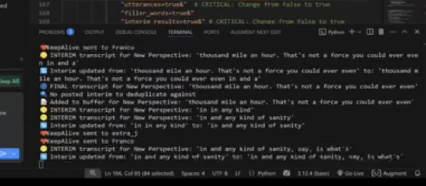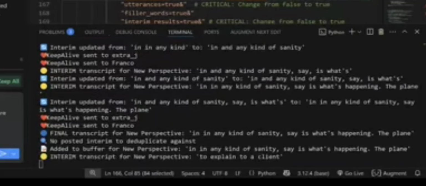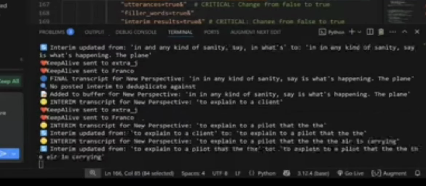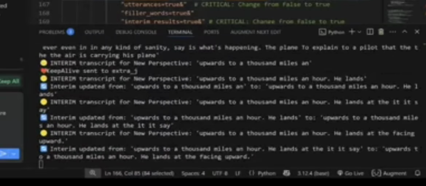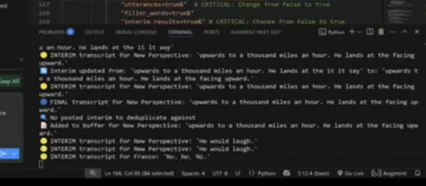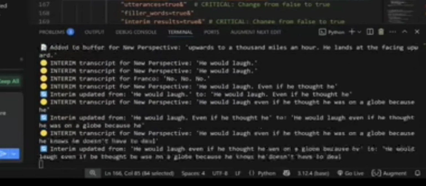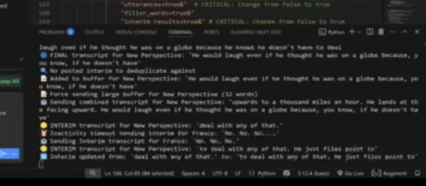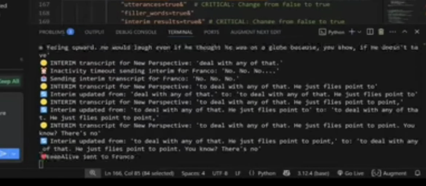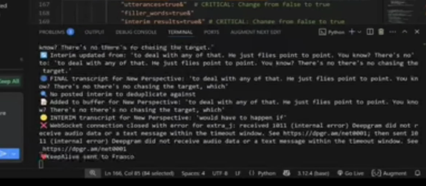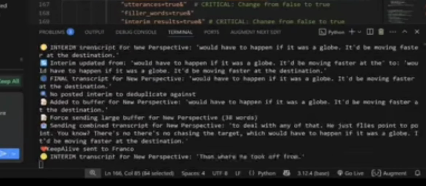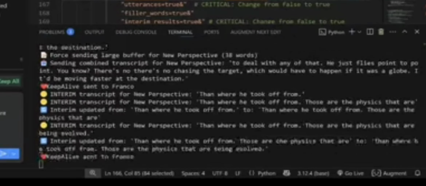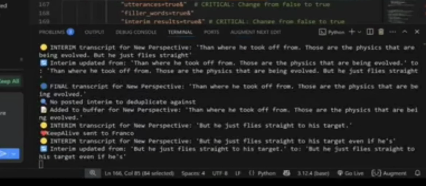To explain to a pilot that the air is carrying his plane backwards at 1,000 miles an hour when he lands facing westward, he would laugh, even if he thought he was on a globe, because he knows he doesn't have to deal with any of that. He just flies point to point. There's no chasing the target, which would have to happen if it was a globe because it'd be moving faster at the destination than where he took off from. Those are the physics involved. But he just flies straight to his target.